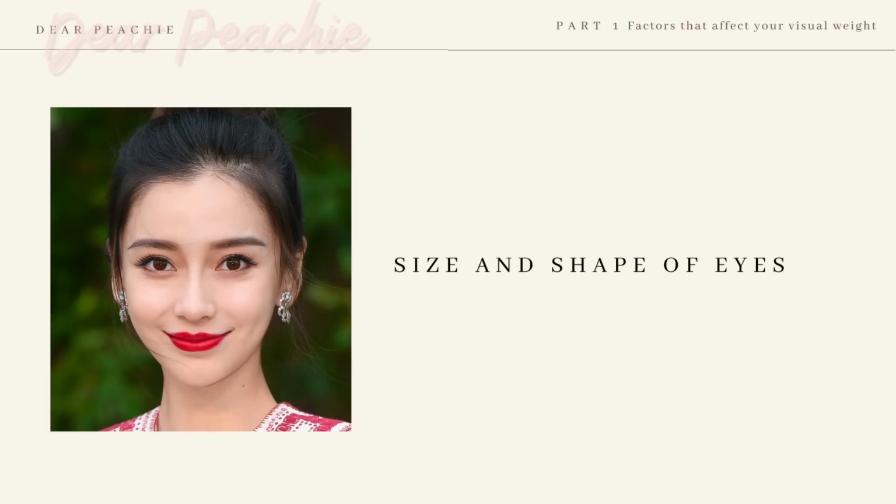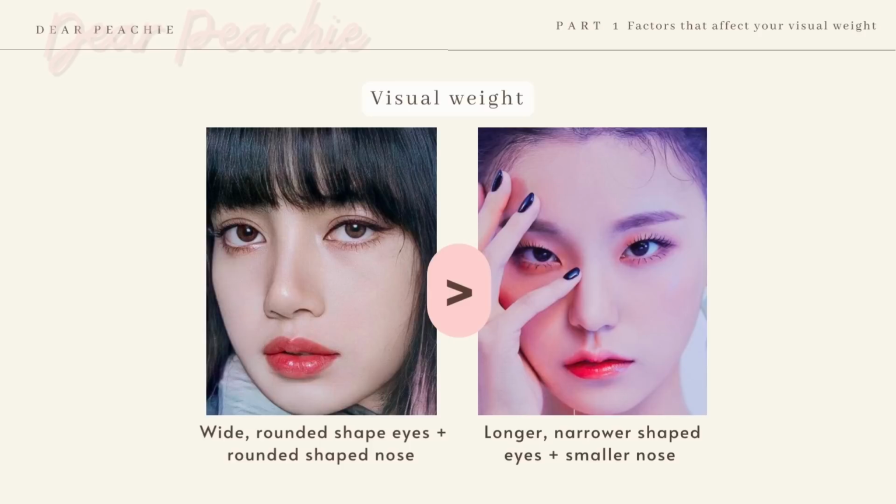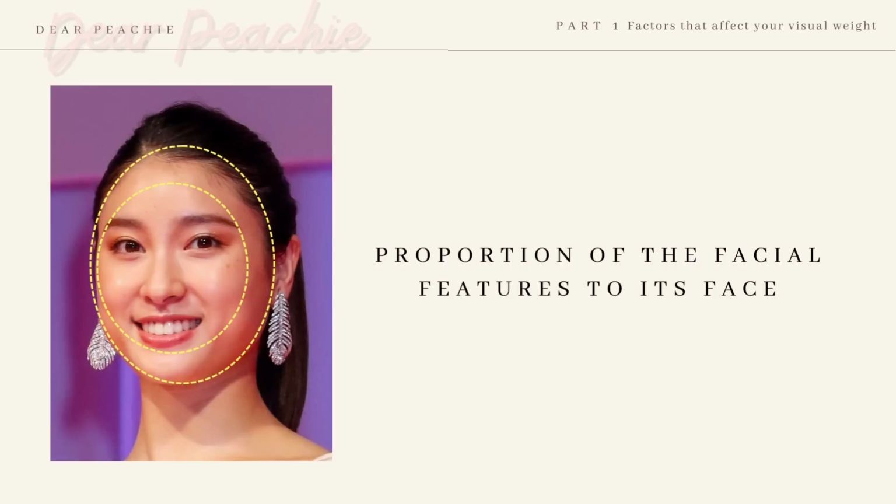Apart from the nose, the size and shape of eyes matter too. Wide, rounded shaped eyes with rounded shaped nose has higher visual presence, compared to longer, narrower shaped eyes with a smaller nose. You can definitely tell which has higher visual weight at a glance. However, the size of the facial features isn't the only factor that affects their visual weight. The proportion of the facial features to its face should be considered too.